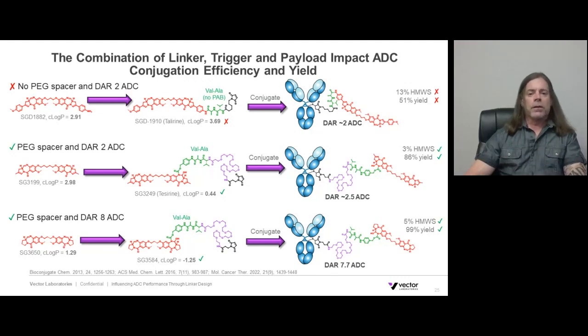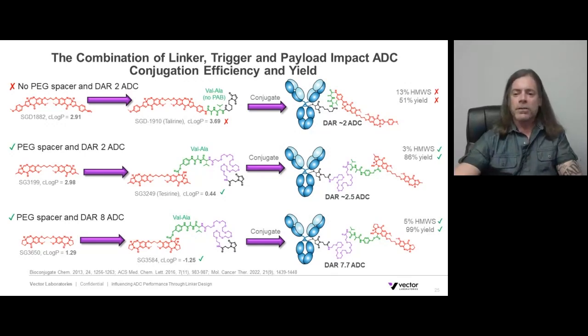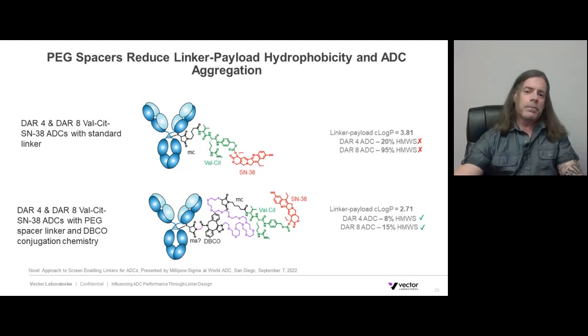It did reduce the potency of that payload, which is now why you're having to compensate with a higher DAR. Putting the Val-Ala trigger, PEG-8 spacer, and maleimide reactive group on that payload reduces the C log P even further, and conjugation of that linker payload to an antibody gives us a DAR 7.7 ADC with only 5% aggregate and 99% yield. So these examples show that the combination of that PEG spacer, the cleavable trigger, and the payload can impact ADC conjugation efficiency and yield.